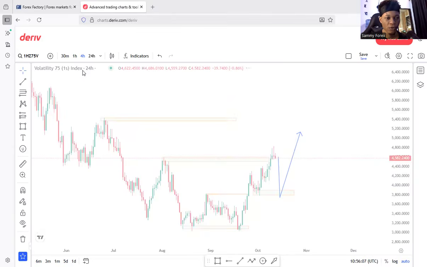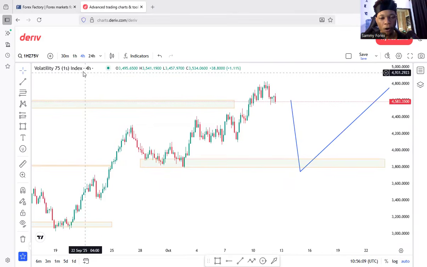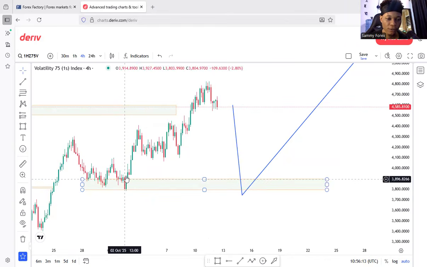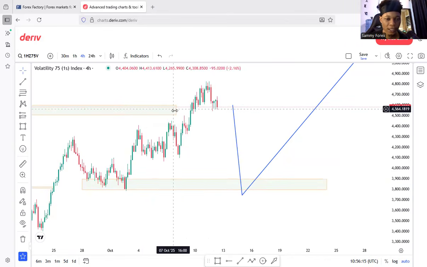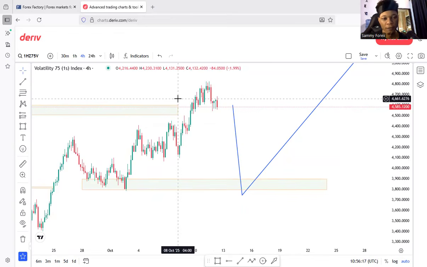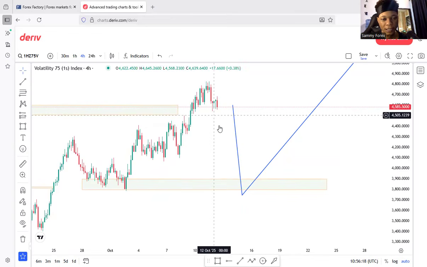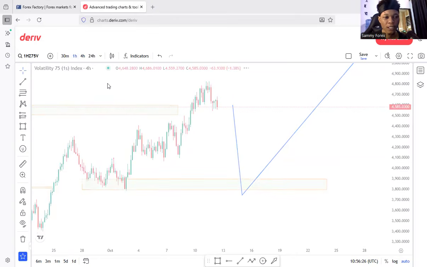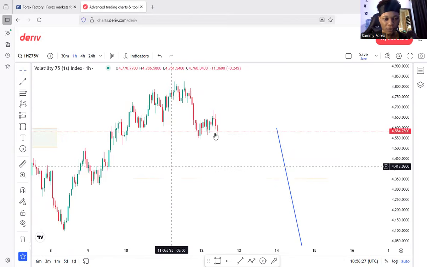So this is currently on the 4-hour time frame. You notice price made an impulsive move from this particular zone, pushing up and taking out this high. This is the recent high drawn from the daily time frame. Price took it out and then started making a retracement. If you go down to the 1-hour time frame, you can see clearly that price is trying to make a retracement to the downside.